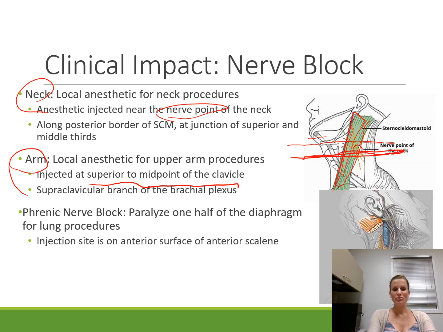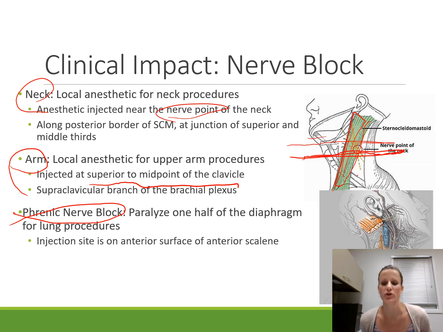We can also do a phrenic nerve block. And this is to actually paralyze half of the diaphragm. Remember when we look at the phrenic nerves, the phrenic nerves go down and the left phrenic nerve innervates the left half of the diaphragm, the right phrenic nerve innervates the right half of the diaphragm. So we can block one phrenic nerve and paralyze half of the diaphragm if we're doing some sort of a lung procedure on that half or on that lung.